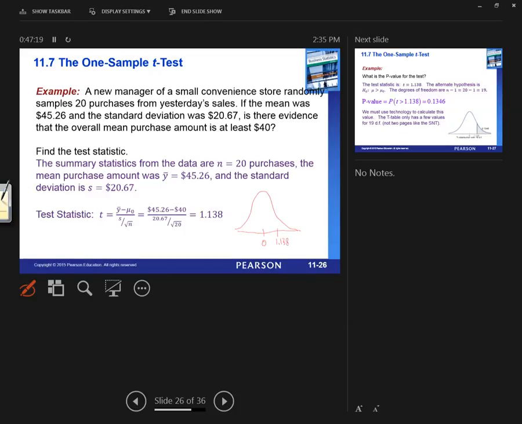Instead of telling me how many standard deviations I am, this 1.138 is the number of standard errors, because that's what I got in the bottom. So $45.26 is 1.138 standard errors above $40. So this is a little over one standard error apart. We're going to use that to get our p-value.